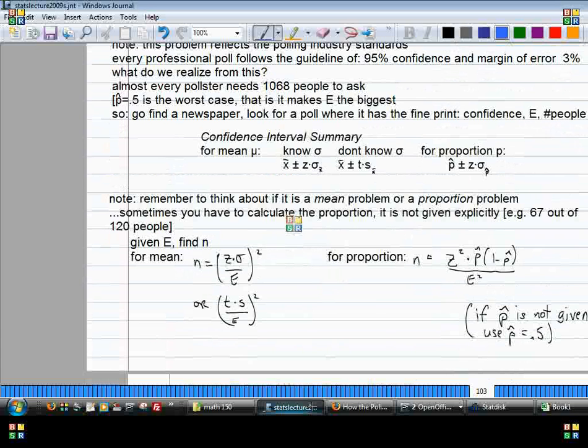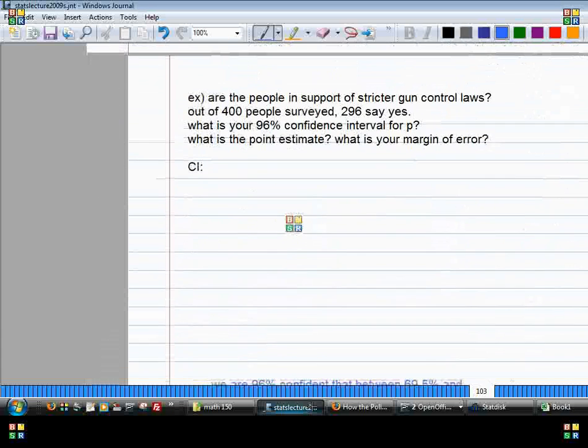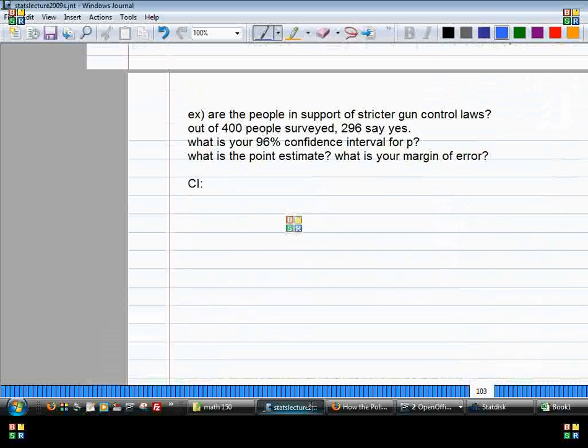So let's look at a problem and do it from scratch. Okay. Are the people in support of stricter gun control laws? Out of 400 people surveyed, 296 say yes. So what is your 96% confidence interval? What's your point estimate? What's your margin of error, etc.?